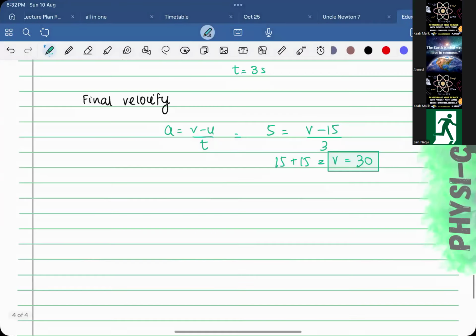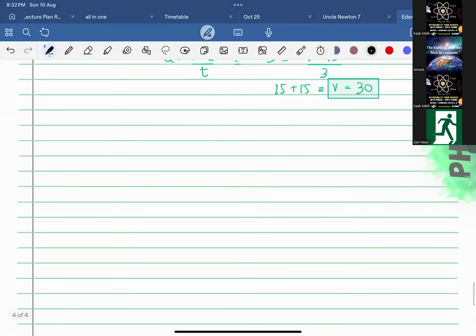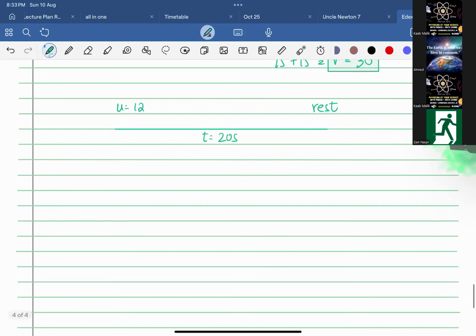Okay, so take another question. Let's say the object is moving from this point to that point and ends up at rest, it ends up getting stopped at that point. Okay, and the initial velocity is, let's say, 12, and the deceleration takes a time of 20 seconds. So I'm asking you to find the acceleration.